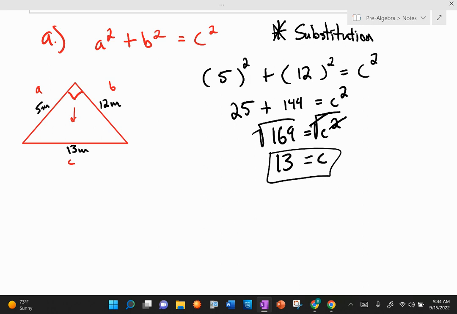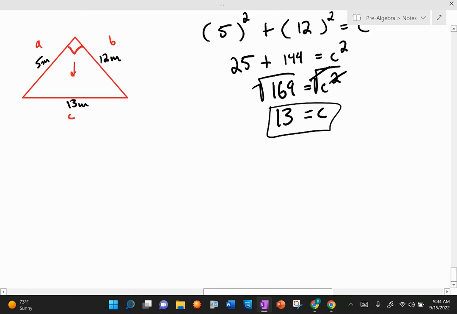Then we'll have to do prime factorization. Fun stuff. Also calculators. Okay, so let's do some on our own.